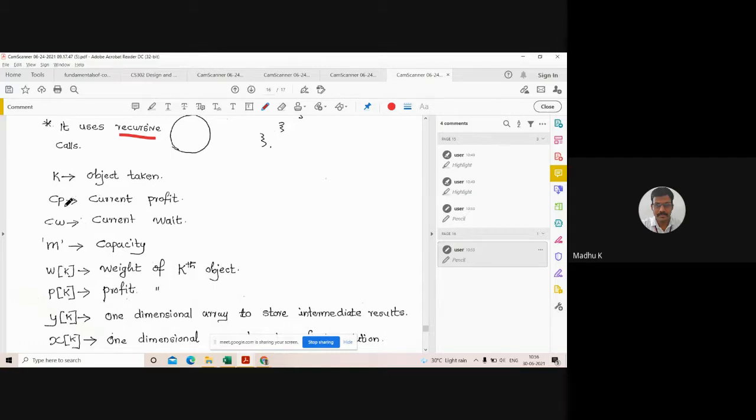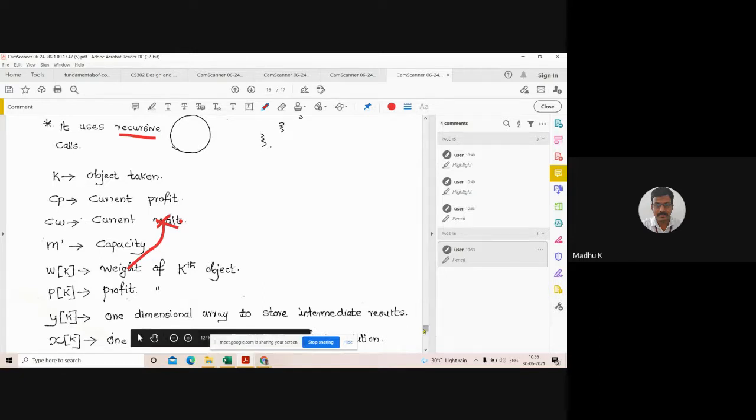Then CP. What is CP? CP is the current profit. What is CW? Current weight. Sorry, it is W, this is weight, the weight of the object. CW is the current weight, and M is the capacity of the knapsack. Then W of k means the weight of the kth object. So there will be n objects like this.